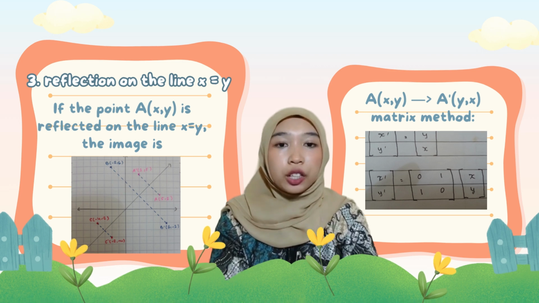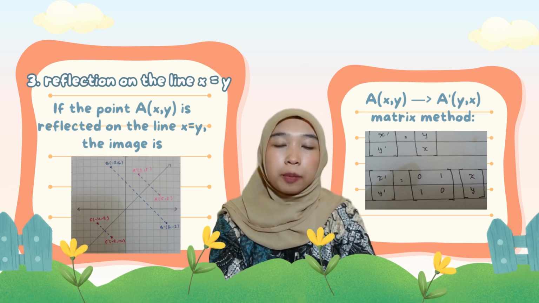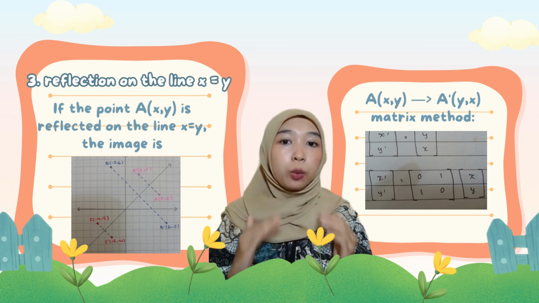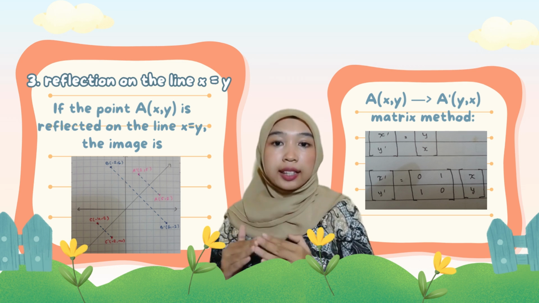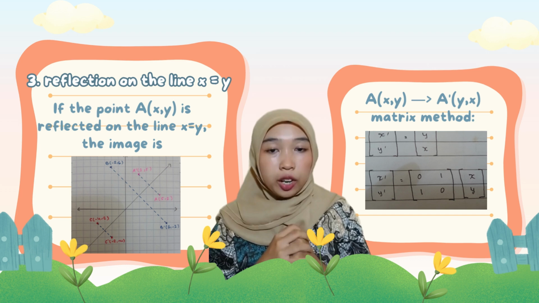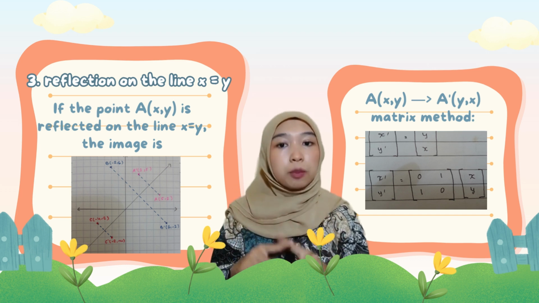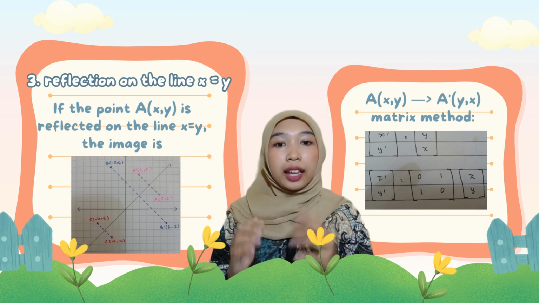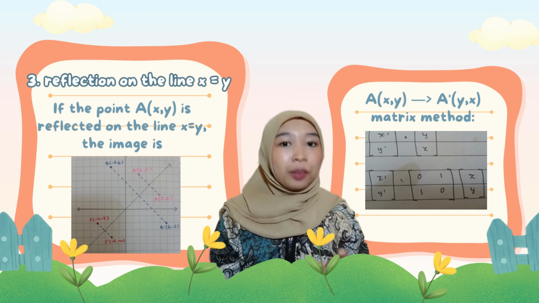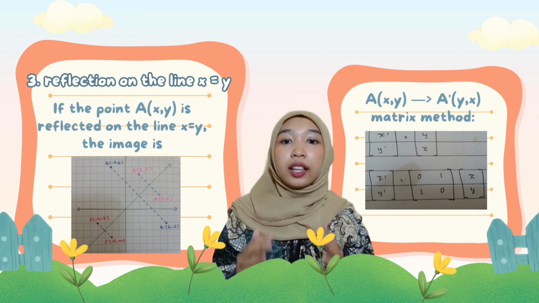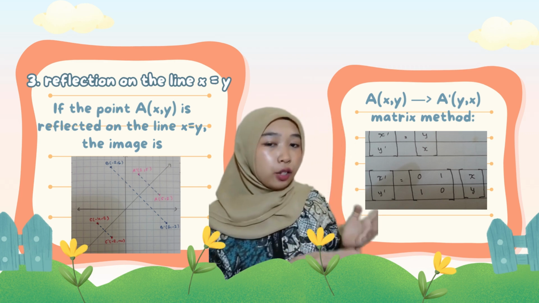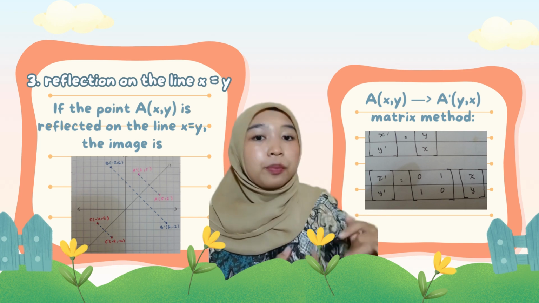Third is a reflection on the line x equals y. When a point is reflected across the line x equals y, the x-coordinate and y-coordinate change their places. Therefore, the reflection of the point (x, y) across the line x equals y is (y, x). The image for reflection on the line x equals y is like this, and this is the transformation matrix.